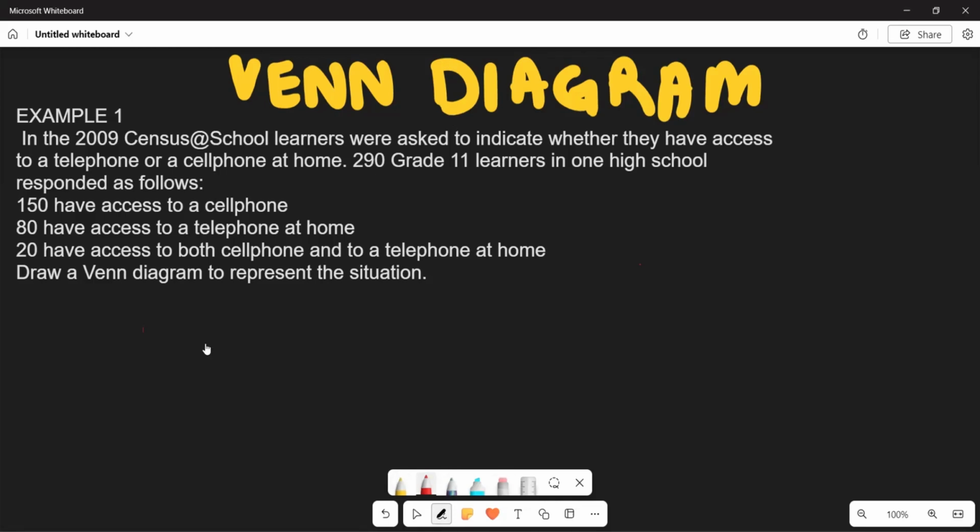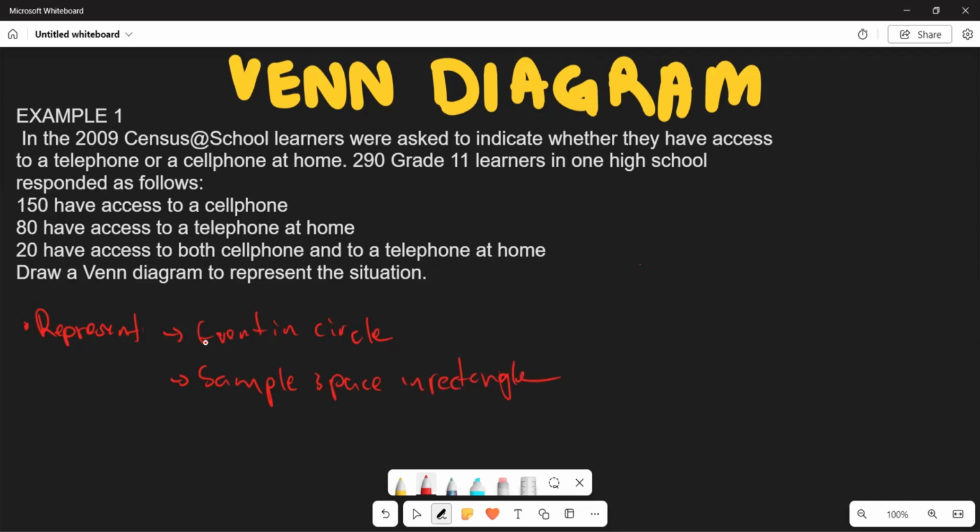Firstly, your Venn diagram is represented in what? We represent our Venn diagram in shapes, which means we represent the events in circles, and we represent the sample space in a rectangle, right? So we are going to represent the sample space in a rectangle.